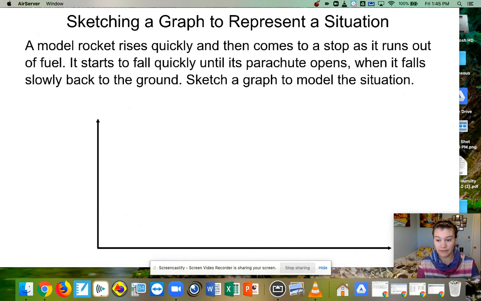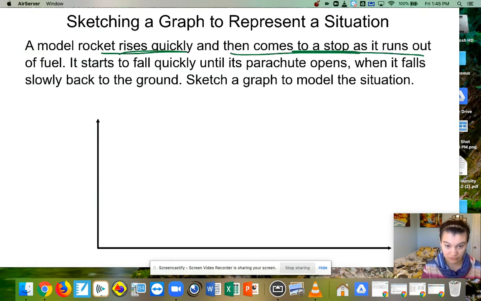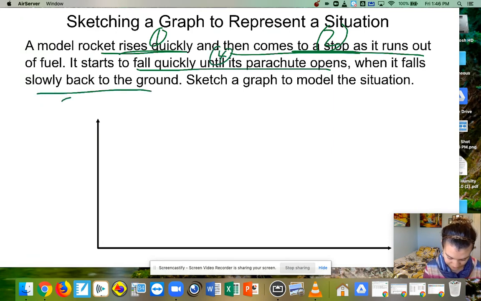So now, instead of matching, we want to sketch the graph. So we have a model rocket that rises quickly, so that's one chunk. Then it comes to a stop as it runs out of fuel, second chunk. So you have 1, 2. It starts to fall quickly until its parachute opens, and then it falls slowly. So we have 4 different things we need to graph. This is 3 and 4.